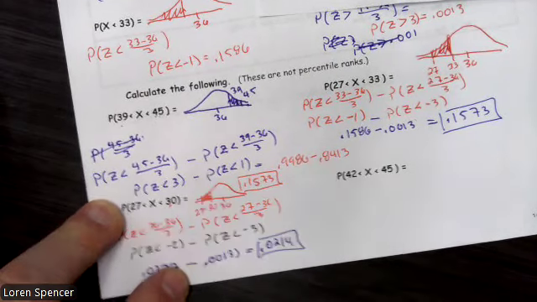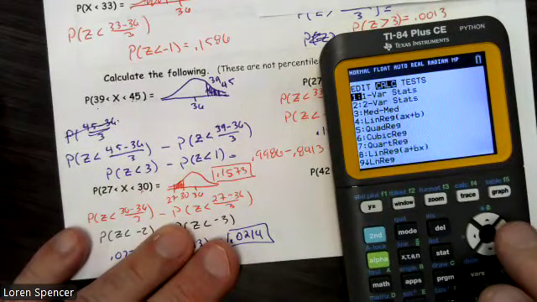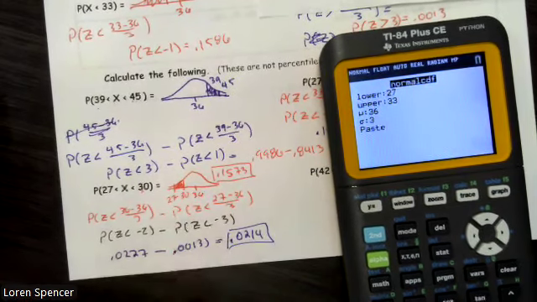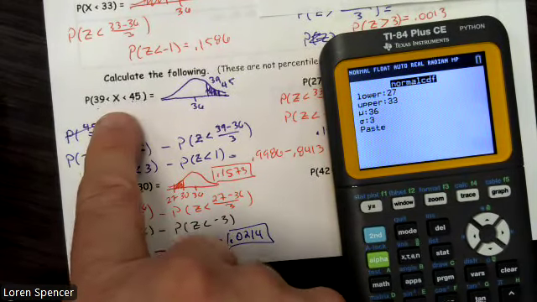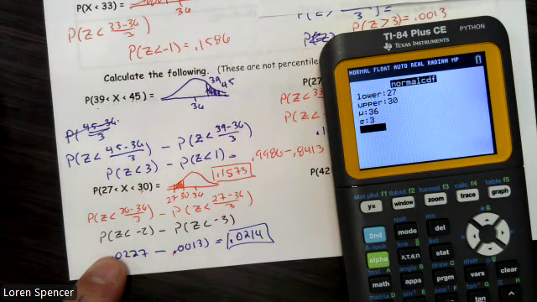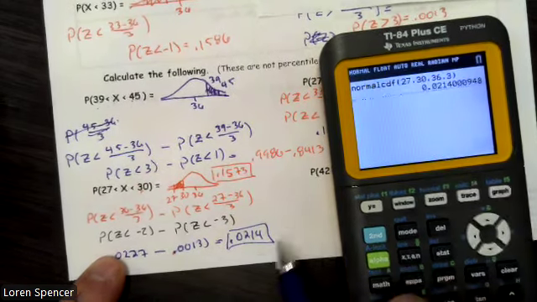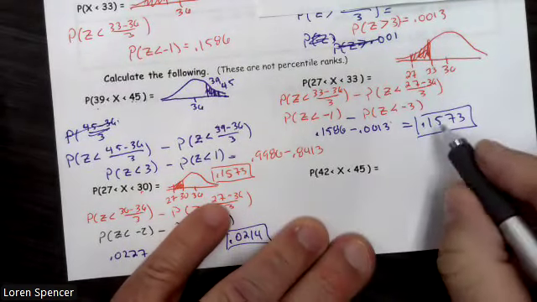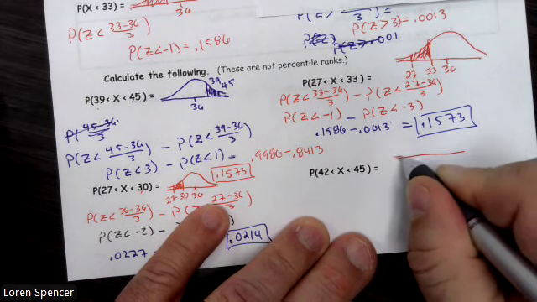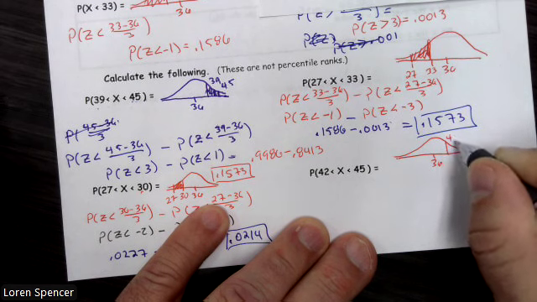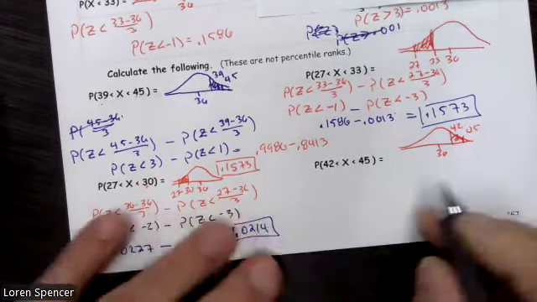That's the long way for an FRQ. Or excuse me, 2nd VARS, normalcdf, lower bound is 27, upper bound is 30, mean 36, standard deviation 3, and we get 0.0214, so we get the same thing. Last one. So both of our values are above our mean of 36. Our mean is 36. So we're at 42 and 45. And I'm looking for those values.